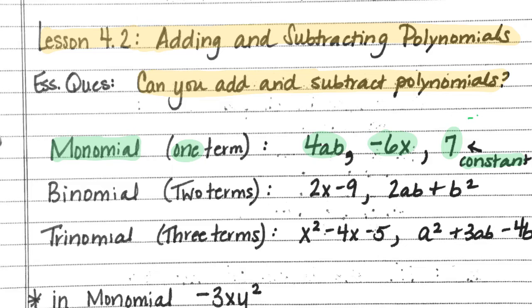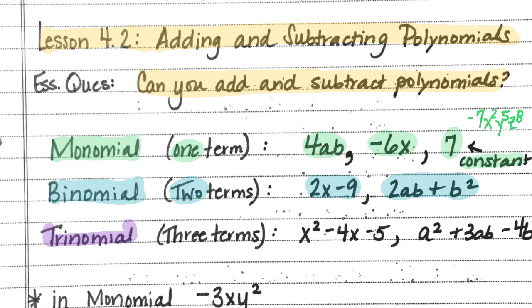There is no variable, so we just call it a constant. Let's look at negative 7x squared y to the 5th z to the 8th. This is also a monomial. There is only one term. So make sure you know the difference between a monomial, and now we're going to look at a binomial. A binomial has two terms. Notice that 2x plus negative 9, or minus 9, is two terms. 2ab plus b squared is a binomial, two terms.